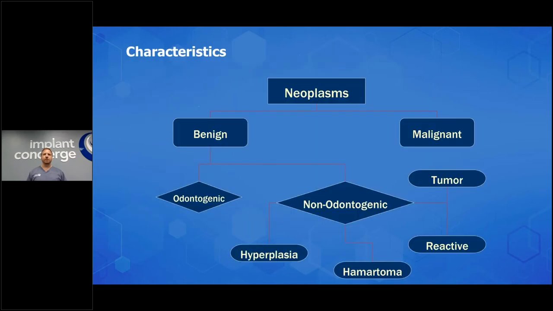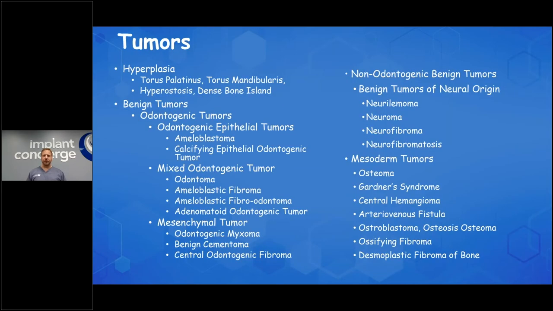Now, on the other side of the spectrum you have your neoplasm. So this is where you're going to have your benign or malignancies. And, of course, there's a lot of different types of tumors. And as you can see here, again, it's a lot of information. The main ones are going to be your hyperplasias and then your benign tumors. And benign odontogenic tumors, you're going to have the three main ones. So it's going to be either epithelial tumor, mesenchymal, or a mix. And, of course, the most common being your ameloblastoma.